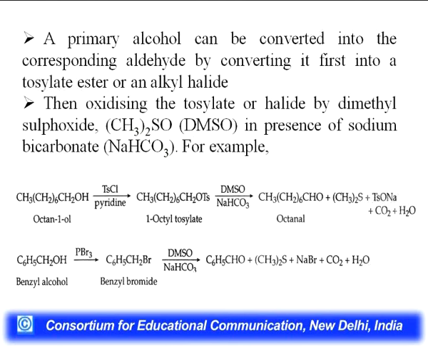Another example is here with benzyl chloride. First of all it reacts with phosphorus tribromide, which converts it to benzyl bromide. Then with the help of DMSO and sodium bicarbonate, it is converted to benzaldehyde, again an aldehyde.